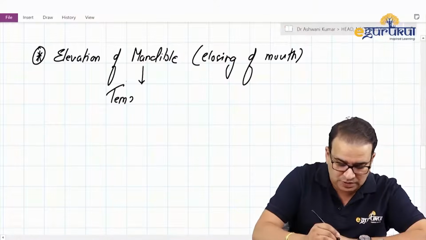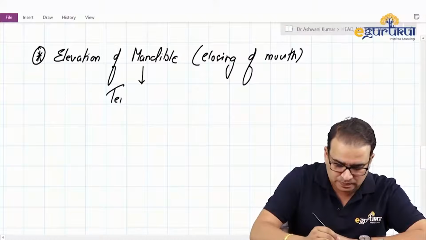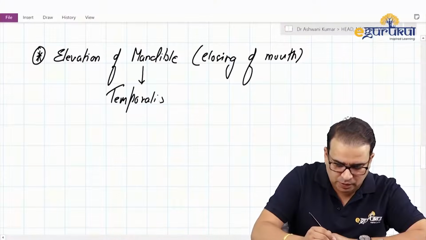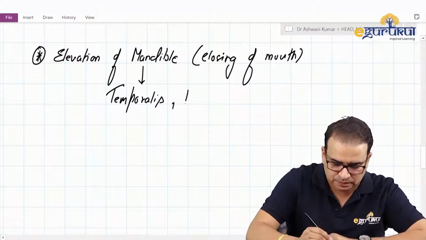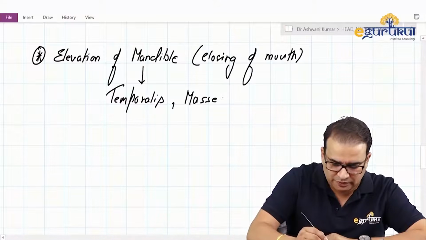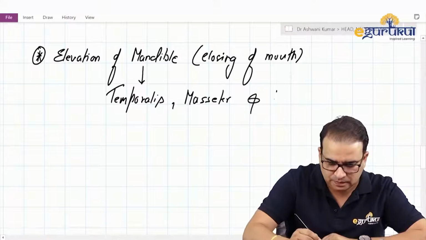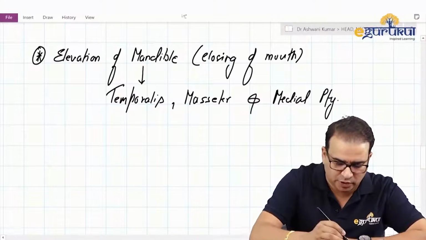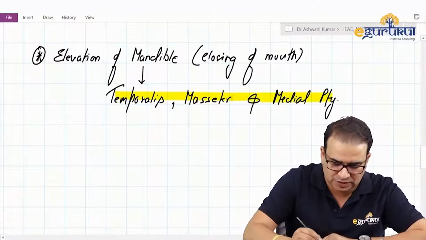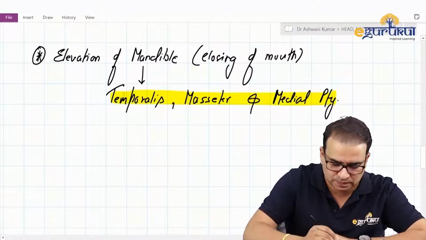Which muscles were those? We had temporalis. We got temporalis in the list. We have masseter, and also the medial pterygoid. You know the drill. We just have to see the muscle running upwards.